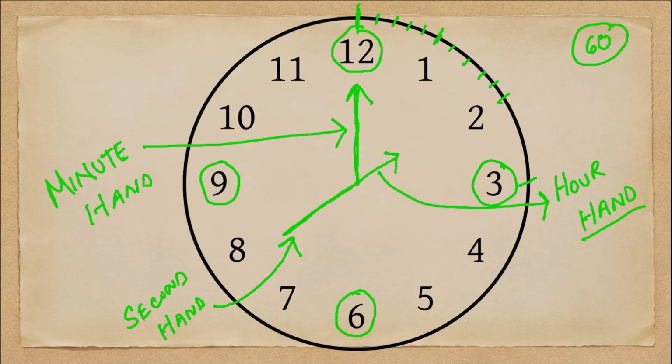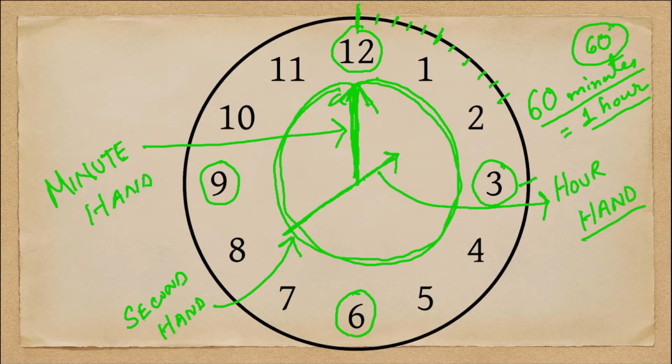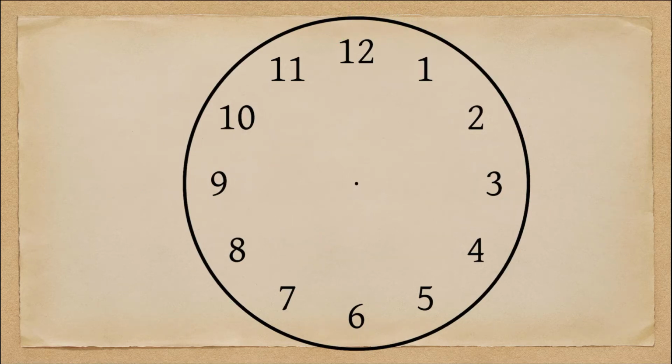Now, when this minute hand makes one whole round, that means it crosses 60 minutes. And we know 60 minutes is equal to 1 hour. So when this minute hand moves one complete circle, the hour hand will move from one number to another. Like that, when the second hand moves one complete round, the minute hand will move from one mark to another mark, showing that 1 minute has passed.